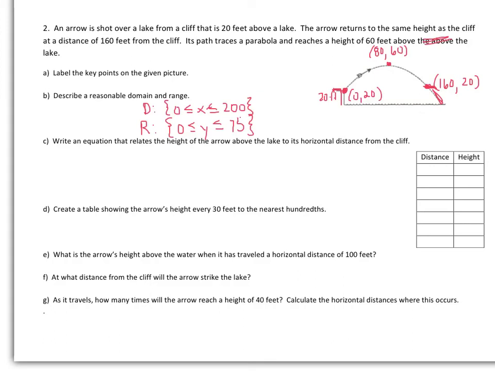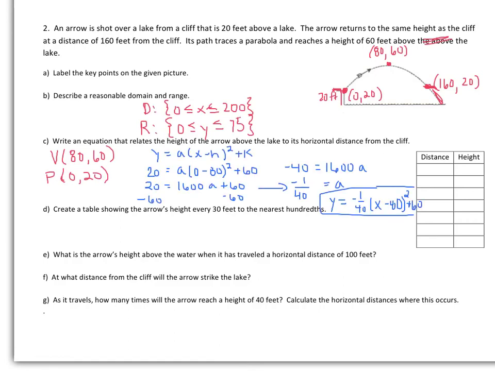Again, the end point doesn't need to match exactly, but you do need to give it a little bit of room. Alright, so write an equation that relates the height of the arrow above the lake to its horizontal distance from the cliff. So we're going to have to use some points. So my vertex is 80, 60. And let's just use one of the points. We're going to use 0, 20 because it's got a little bit smaller numbers. Okay? So pause the video and I want you to practice putting it written as an equation. So start it back when you're ready to check your answer. Okay, so boxed is the equation that I got for this parabola.